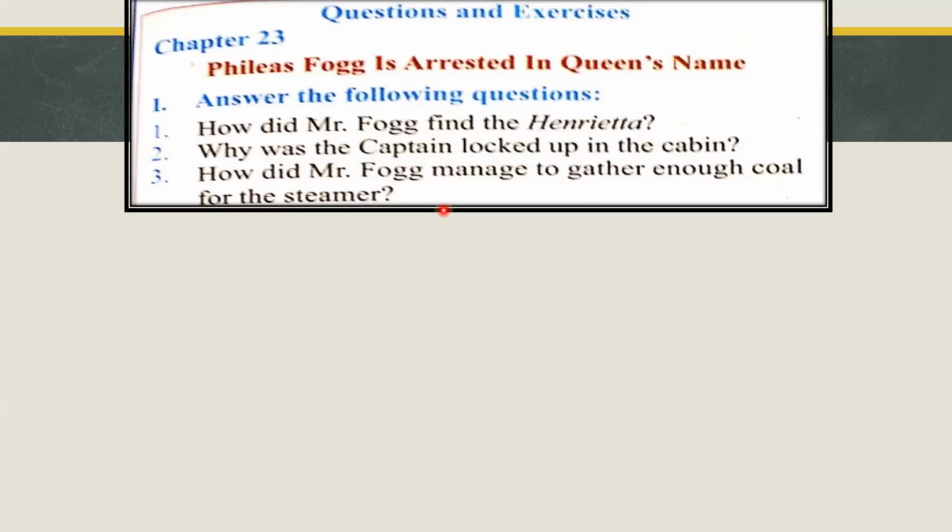So this is your homework to do. As I told you, there are four exercises. Exercises 2, 3, and 4 are done by me. Exercise 1, answer the following questions, is given to you as homework. So you just finish this homework and send it to me.